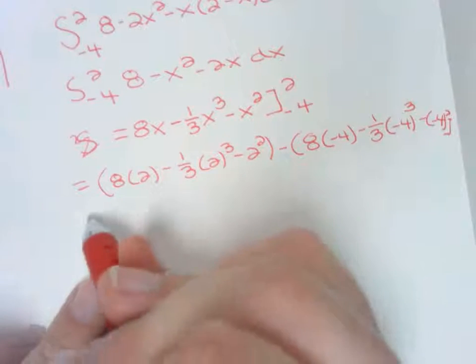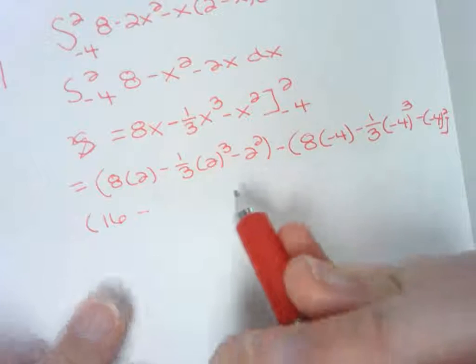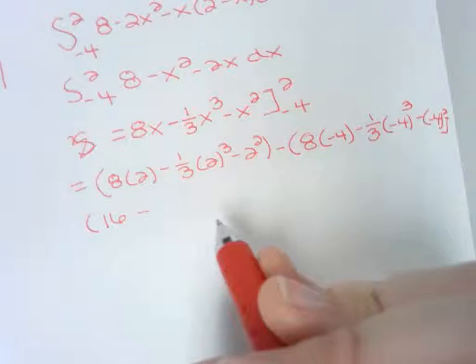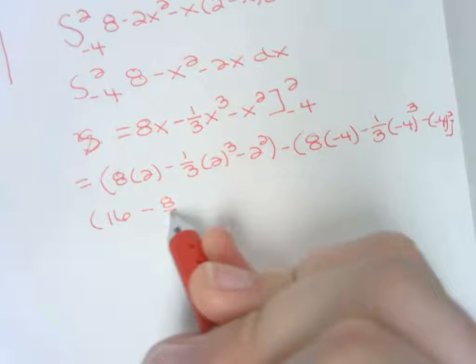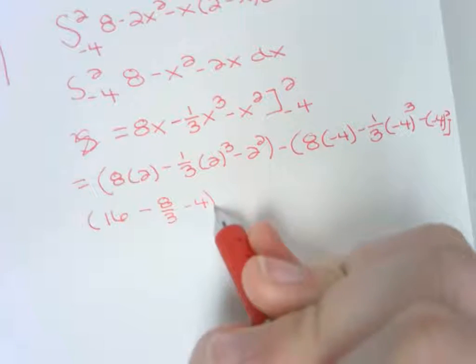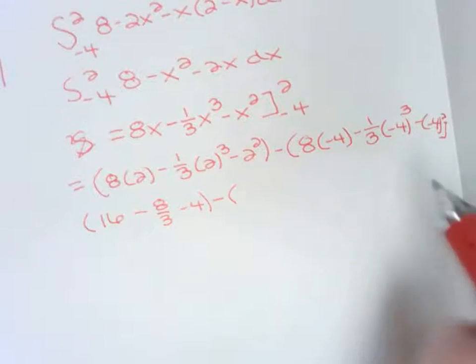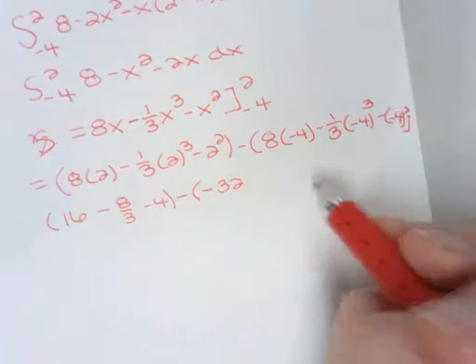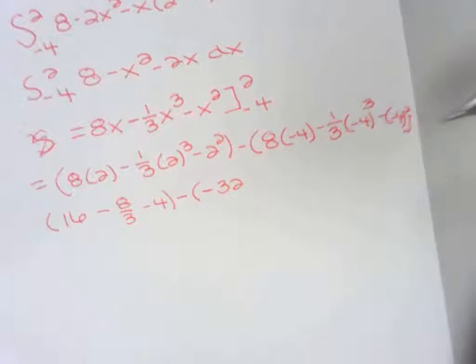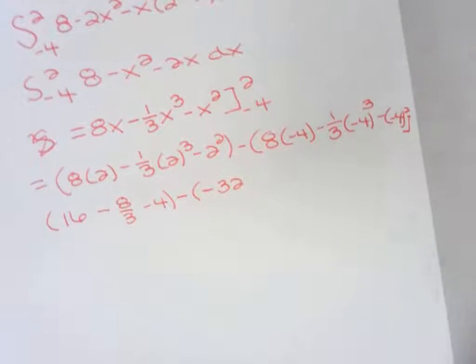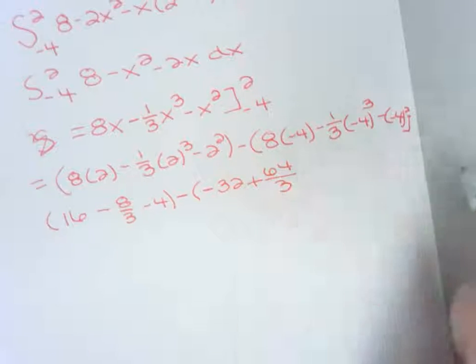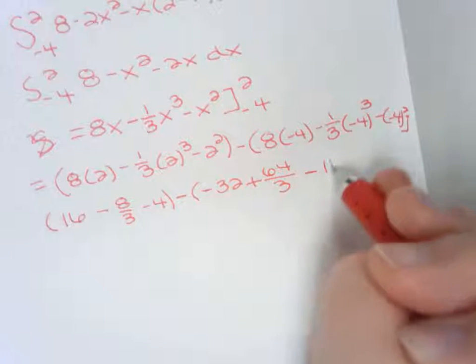So 16 minus 8/3. 2 cubed, yep. 8/3 minus 4 minus -32, -4 cubed, 64, -64. So plus 64 over 3 minus 16.